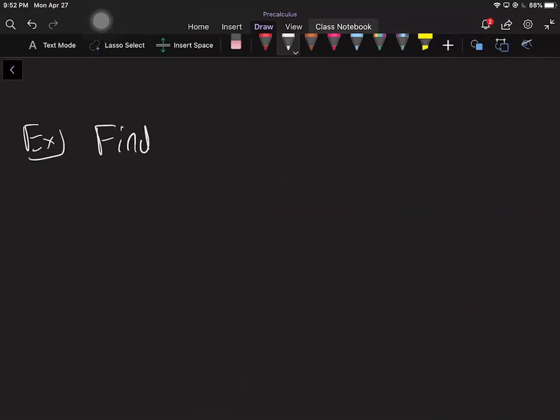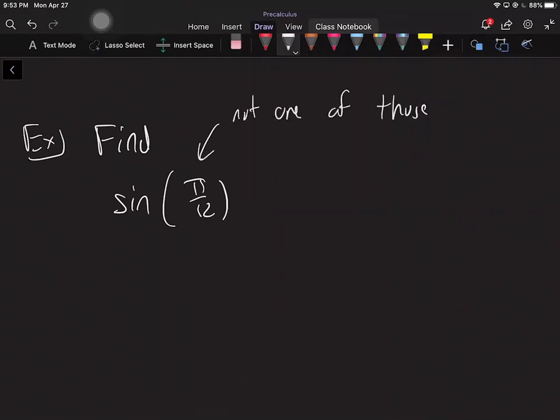So we can do problems like this now. Find sine of pi over 12. So pi over 12 is not one of those good angles where you can just look and say, oh, it's this.